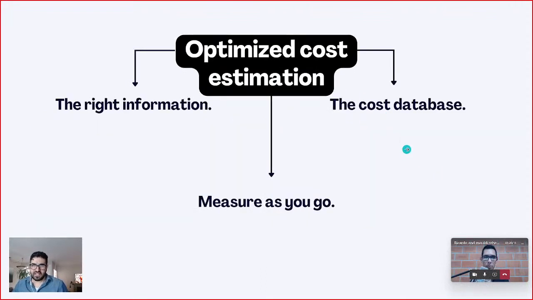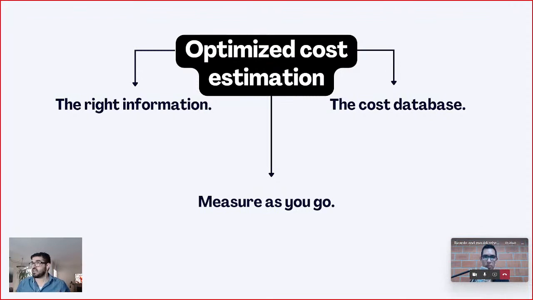Now, optimized cost estimation. So what you need for this, obviously, is the right information about your project, right? And then the cost database. And if you're an architect, or usually this happens with architects, when they're designing, don't think that the design is exempt from the cost. It's not. So as soon as you start with the SD phase, start looking at the cost.